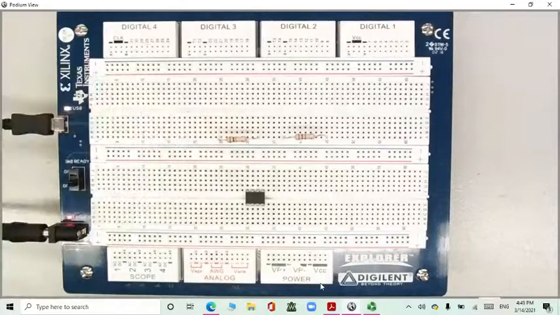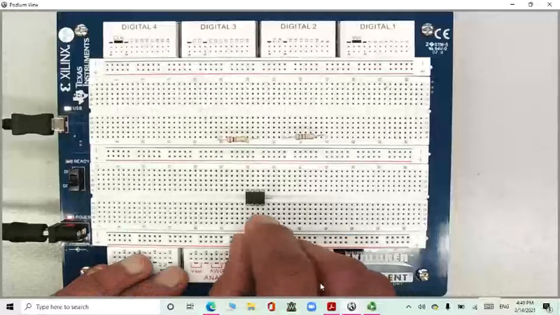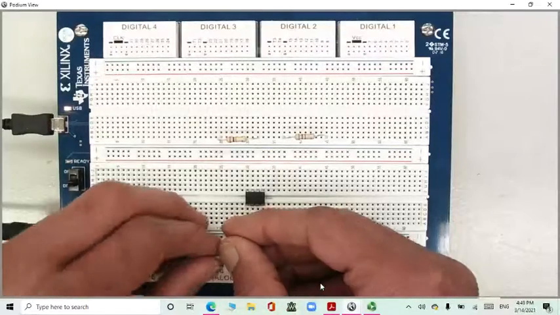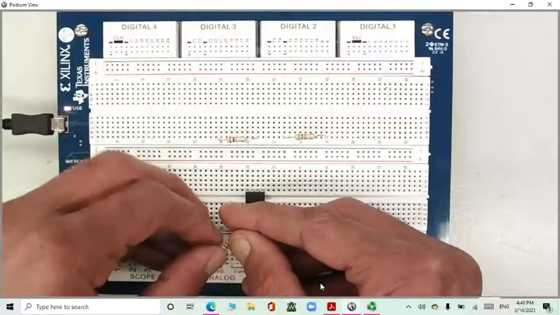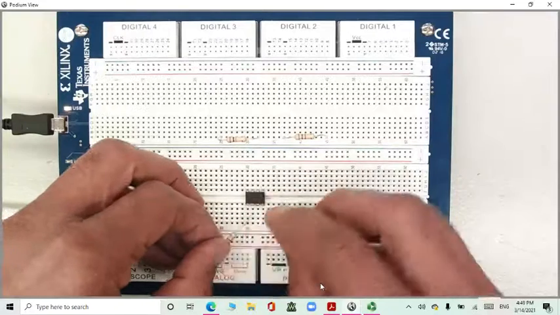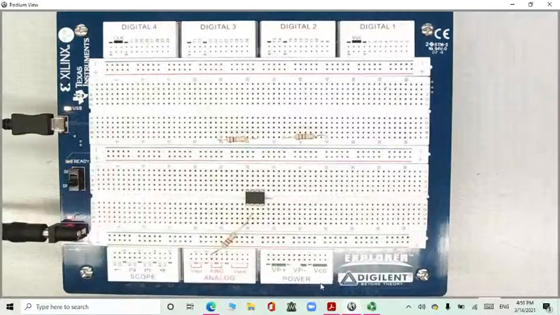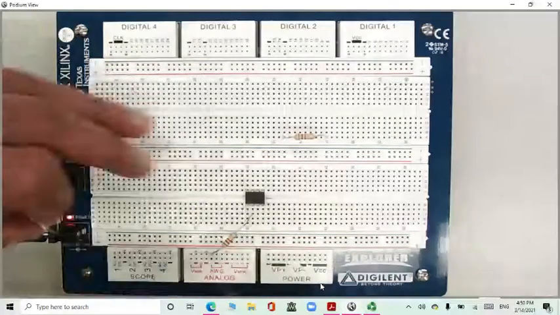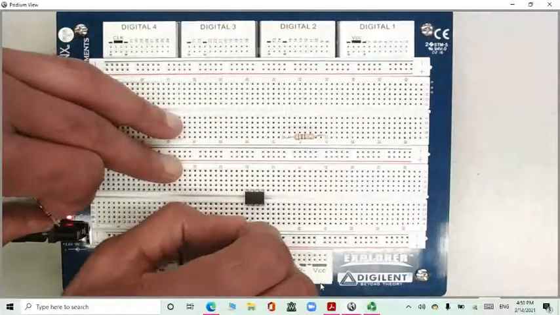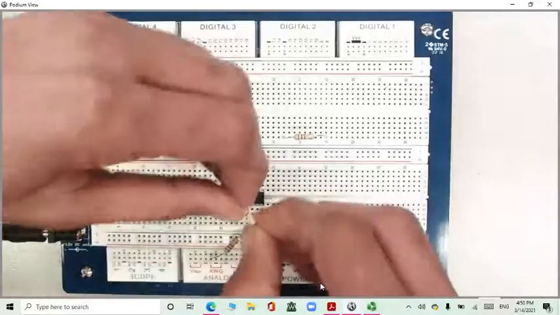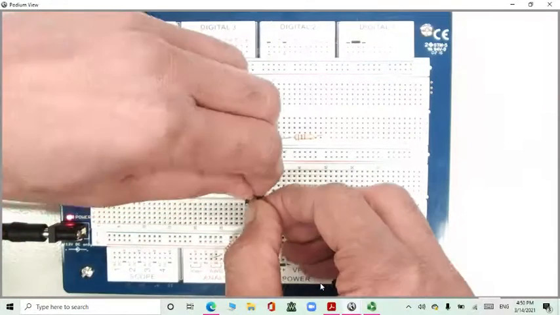This is R2. R1 is connected to pin number 2 and to your analog wave generator. I have chosen channel 1. R2 is between, let me just move it here, R2 is between pins 2 and 6.